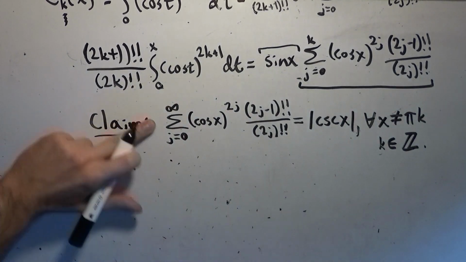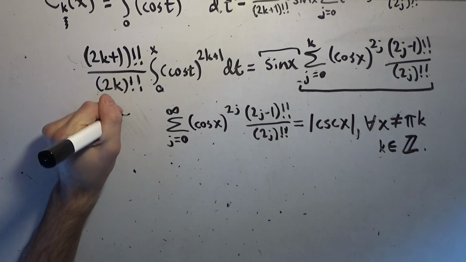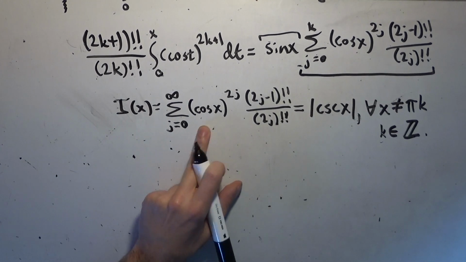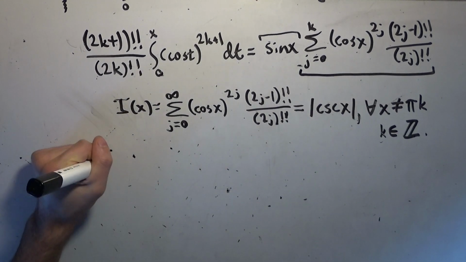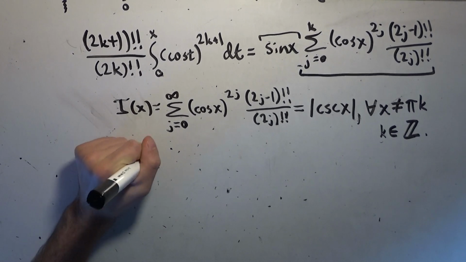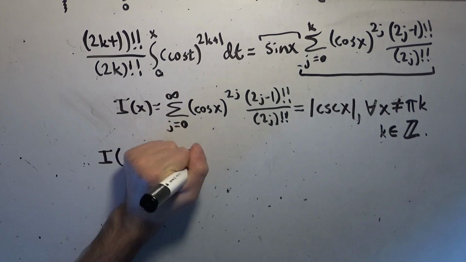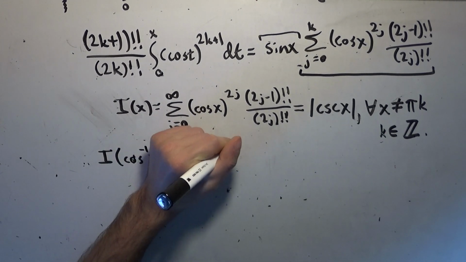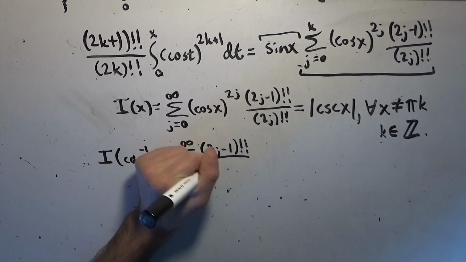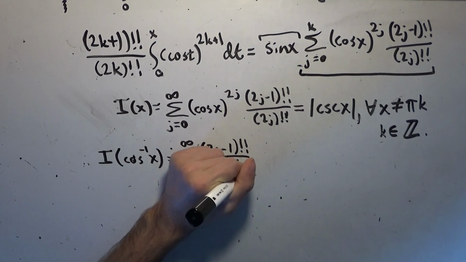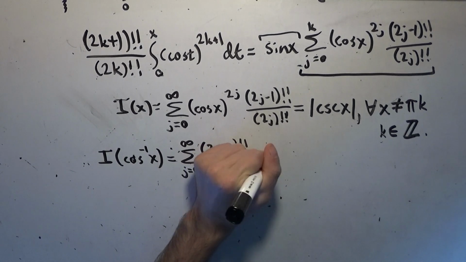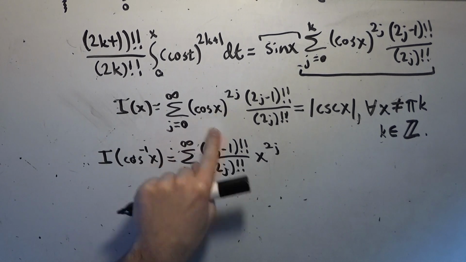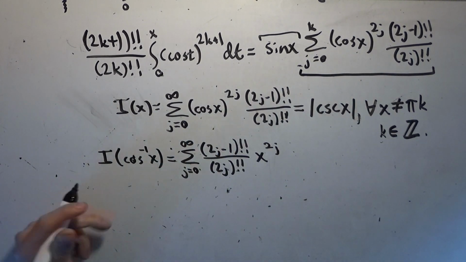Well, let's call this I of x. Let's plug in the arc cosine of x for x, which is going to cause this term to just be x. So we have that I of the inverse cosine of x is equal to the sum from j equals 0 to infinity of (2j minus 1) double factorial over (2j) double factorial times x to the power of 2j, because I've plugged the inverse cosine in here, which cancels with the cosine and just gives us x. And now what we're going to do is integrate.